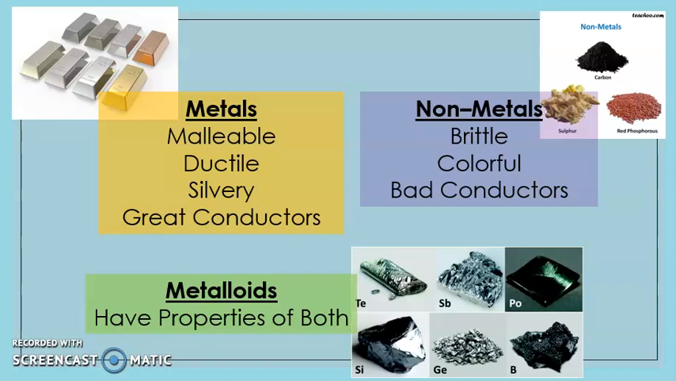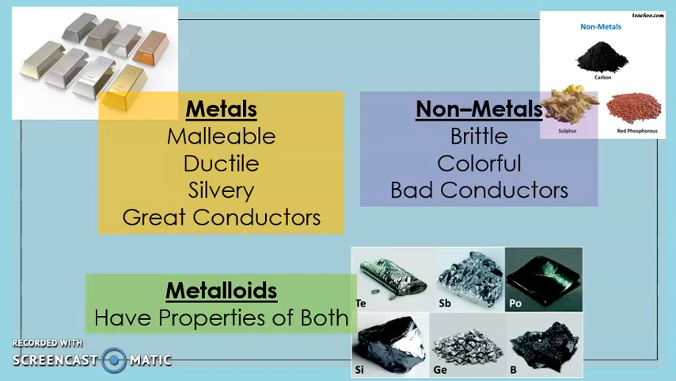Nonmetals are the exact opposite of that. If you can push and pull and hammer and do all of those wonderful things to metals, you can't do that to a nonmetal. They tend to be very, very brittle. Instead of silvery, you tend to have very colorful elements in the nonmetal characters. And also, instead of being really great conductors, they tend to be terrible conductors of both heat and electricity.